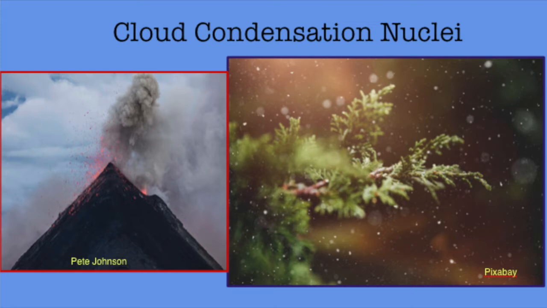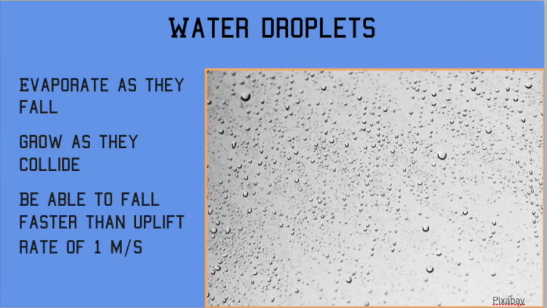To form a stable water droplet, cloud condensation nuclei are used. These are solid particles in the air that have a surface for water vapor to condense onto. Sources of cloud condensation nuclei are dust, sea salt, smoke, and human activities. Latent heat is released as water condenses.